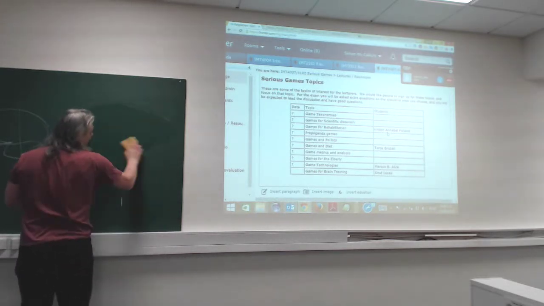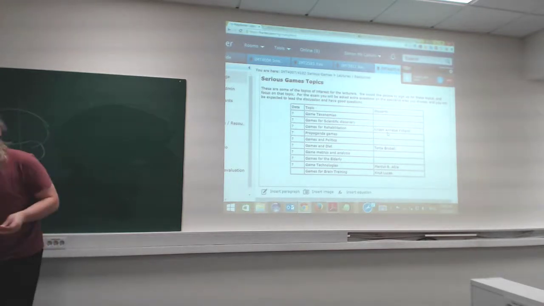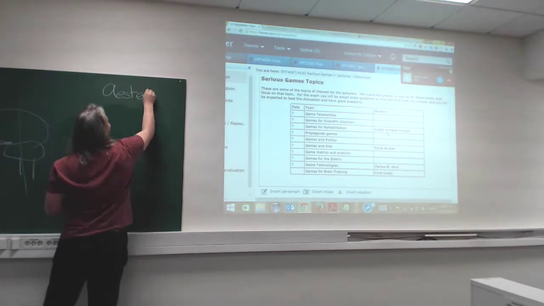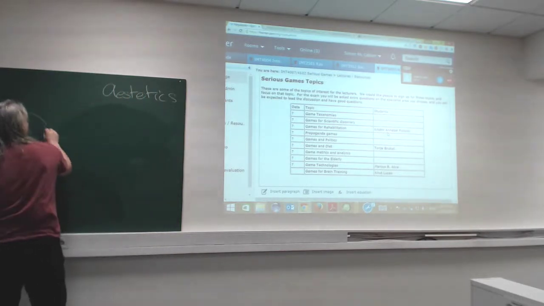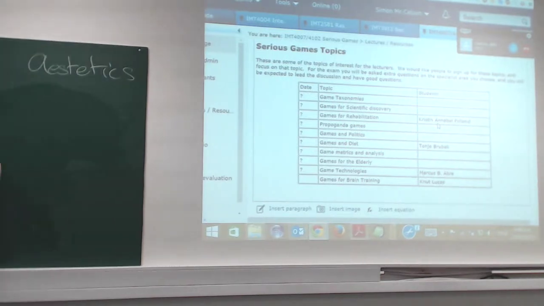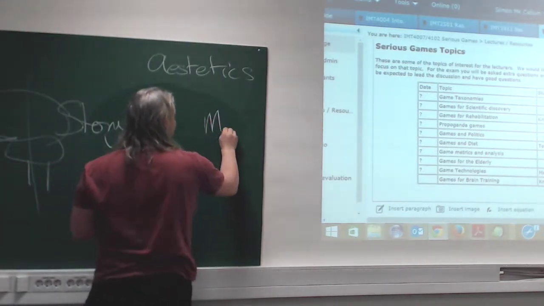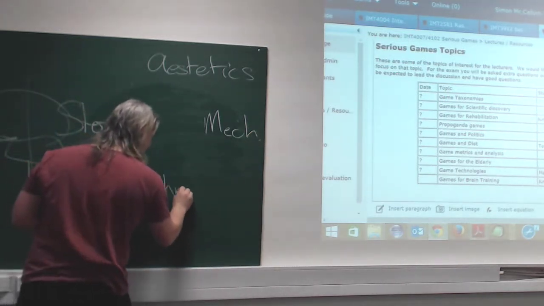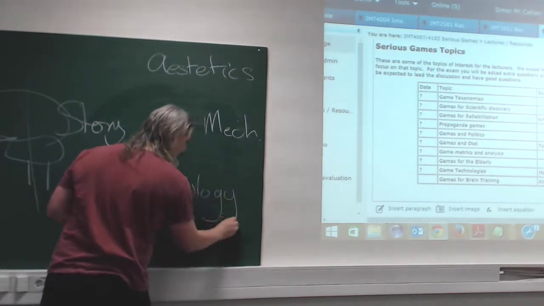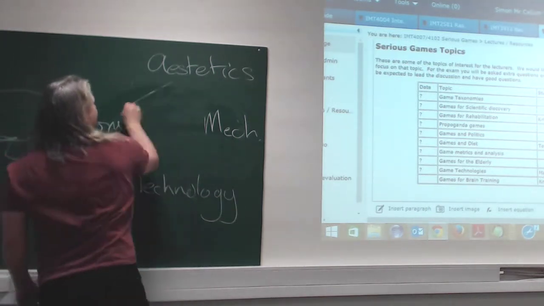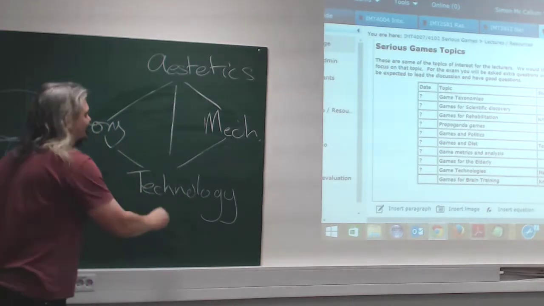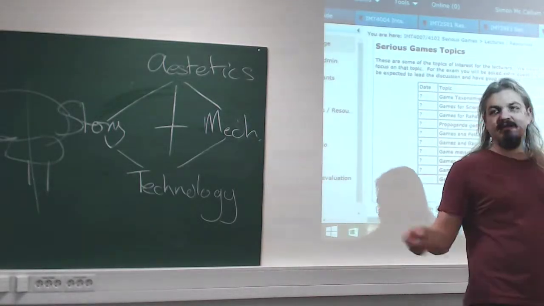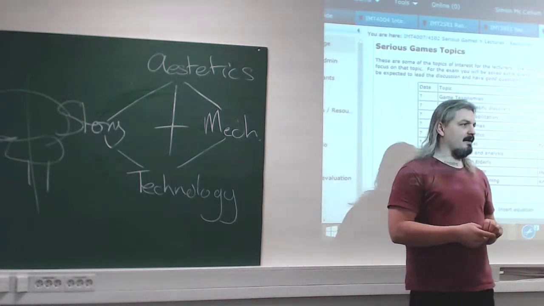And so what they are is the aesthetics. The story. The mechanics and the technology. Okay, so these four are different parts. When you look at a game, you can look at it as having components in all of these.